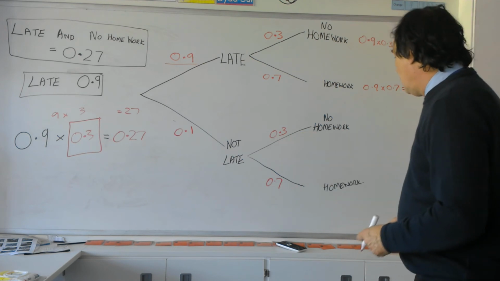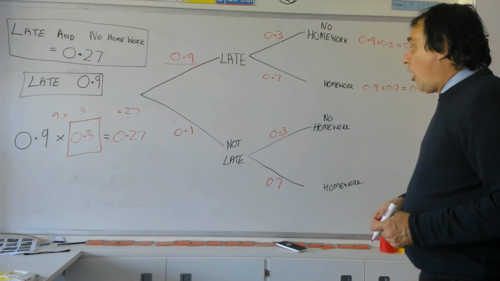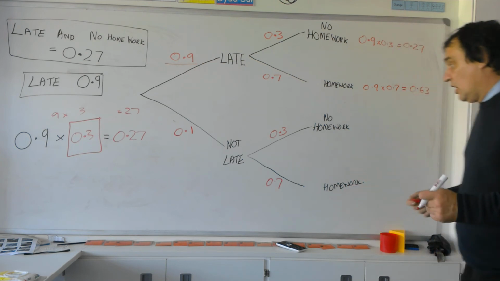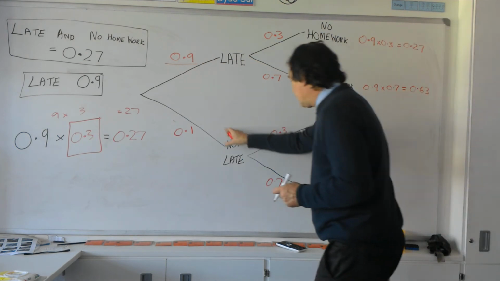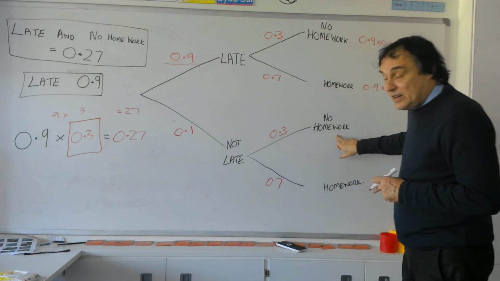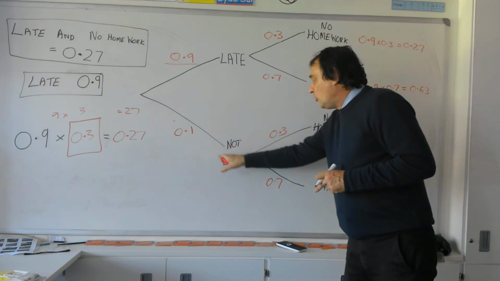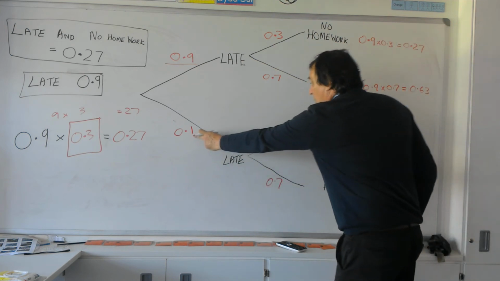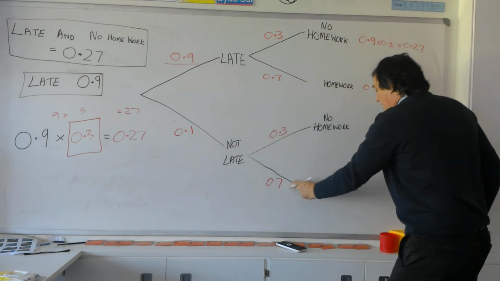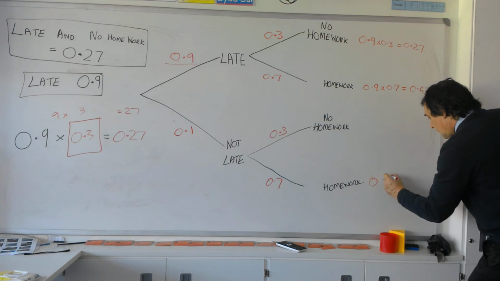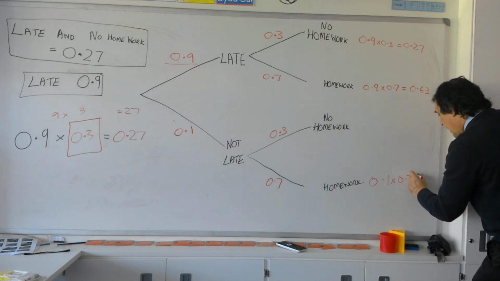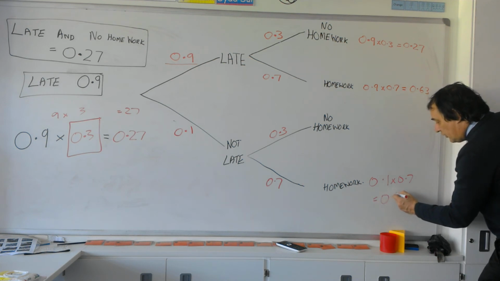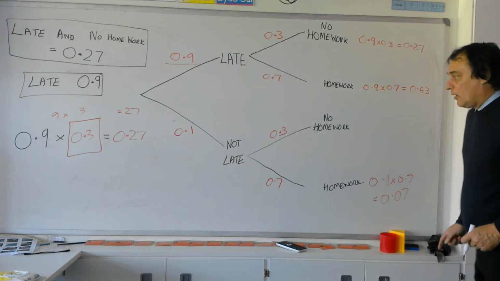They could ask you, what's the probability of somebody not being late and handing their homework in, a model student? So do I go this one? No, because there's no homework being handed in here. So they're asking not late and handing their homework in. So it's going to be 0.1 multiplied by the 0.7, 0.1 times 0.7, and careful here when we multiply our decimals, that would be 0.07, James Bond 007.